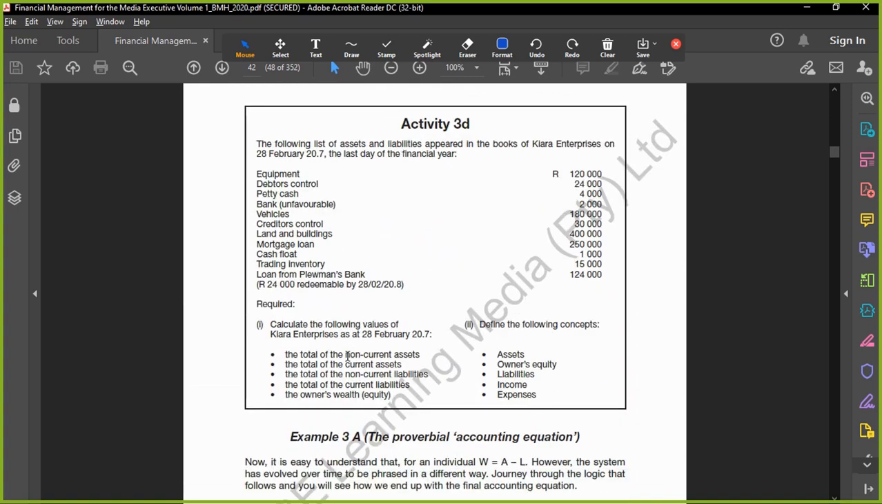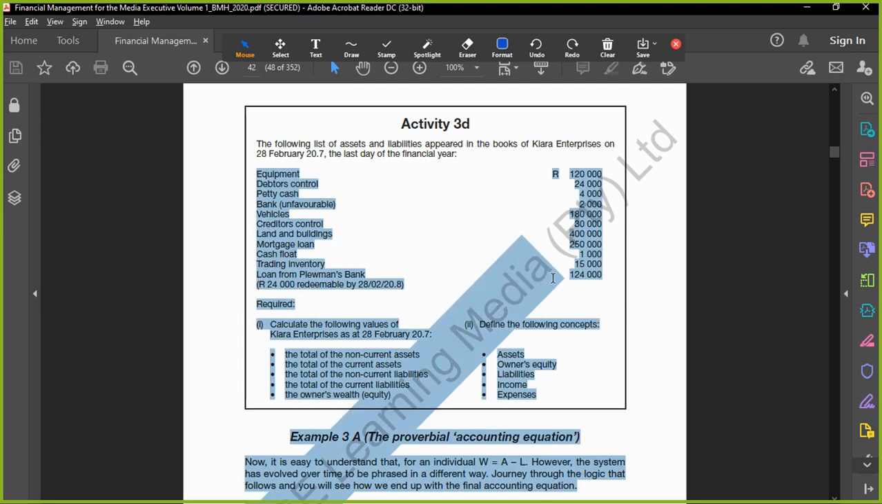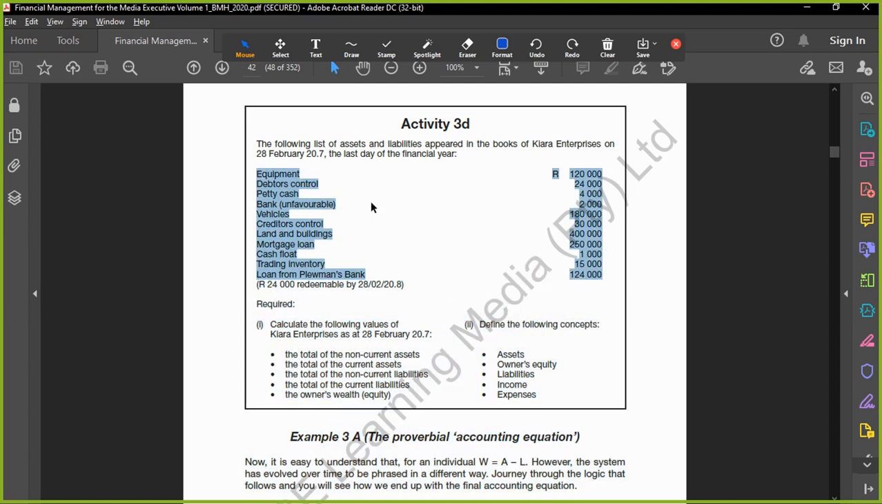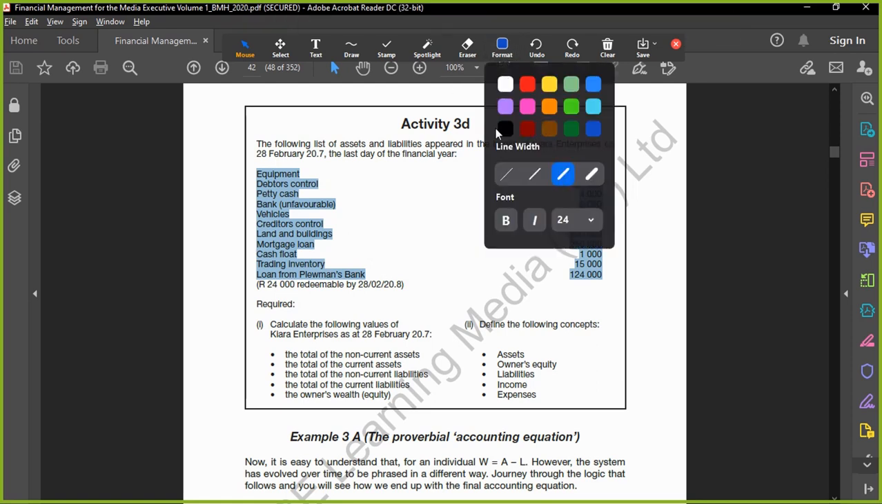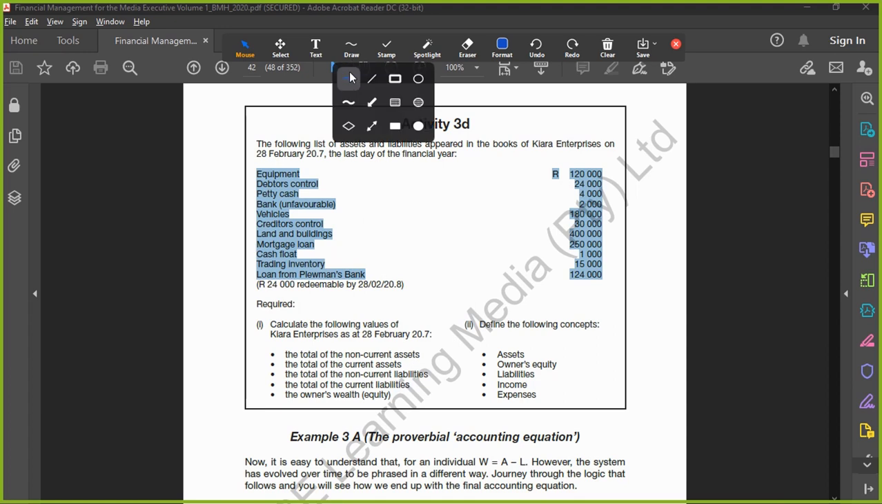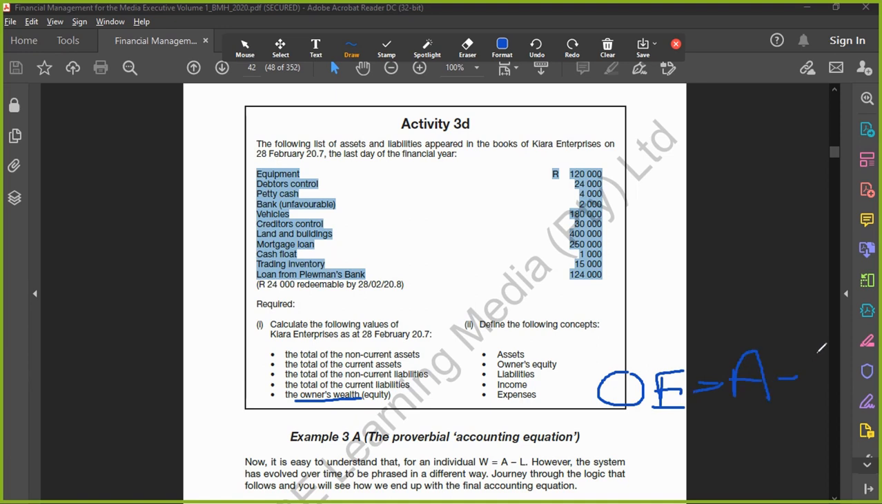Here's another activity looking at categories: non-current assets, current assets, non-current liabilities, and current liabilities. Would you be able to identify all the non-current and current? Can you differentiate between the assets and the liabilities? Remember, once you've got the assets and liabilities, then you can work out the owner's equity. We know owner's equity, OE equals A minus L. So once you've worked out total assets and all the liabilities, you should be able to calculate it. Please try that and see if you can complete that exercise before you continue with more of the content.